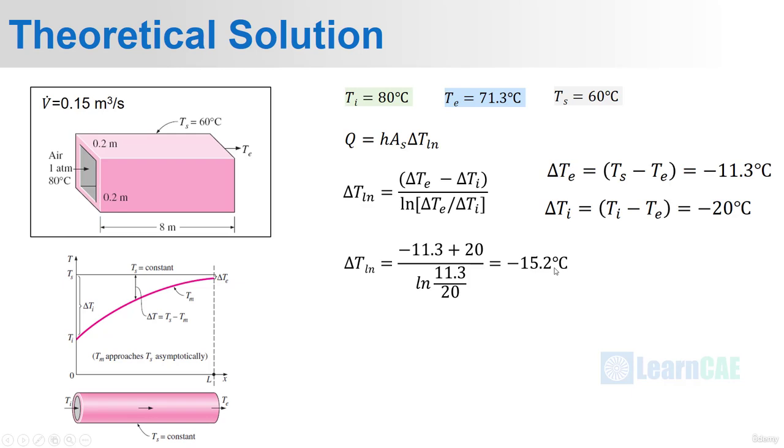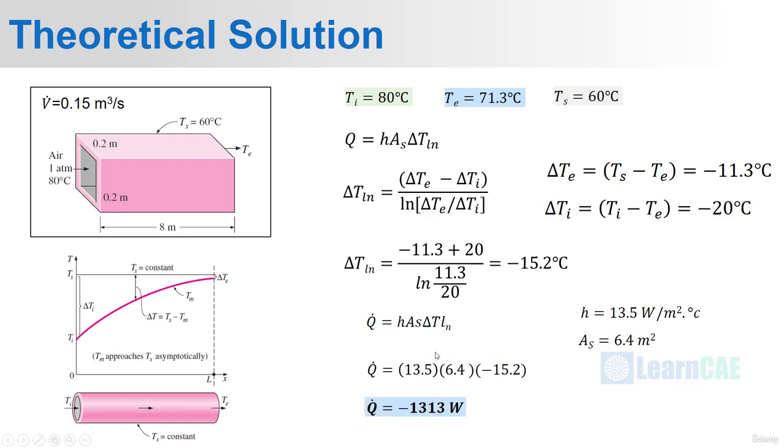We shall substitute this value in the net heat transfer rate. Q is equal to h into As into delta T ln. We know h is equal to 13.5 watt per meter square per Celsius and As, that is the outer surface area, is 6.4 meter square. Therefore, Q will be equal to 13.5 into 6.4 into minus 15.2. Here the value of Q is minus 1313 watt. It means the heat is lost from the fluid domain to outer space. Finally, we have calculated the parameters, that is exit temperature as well as net heat transfer rate loss.